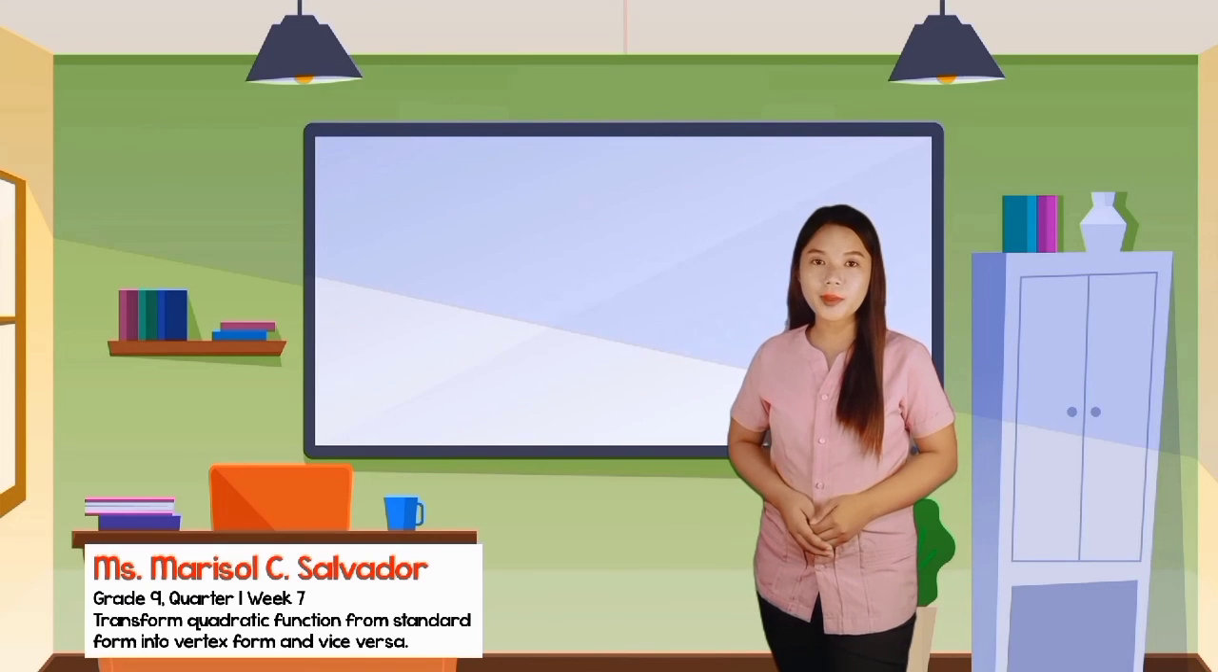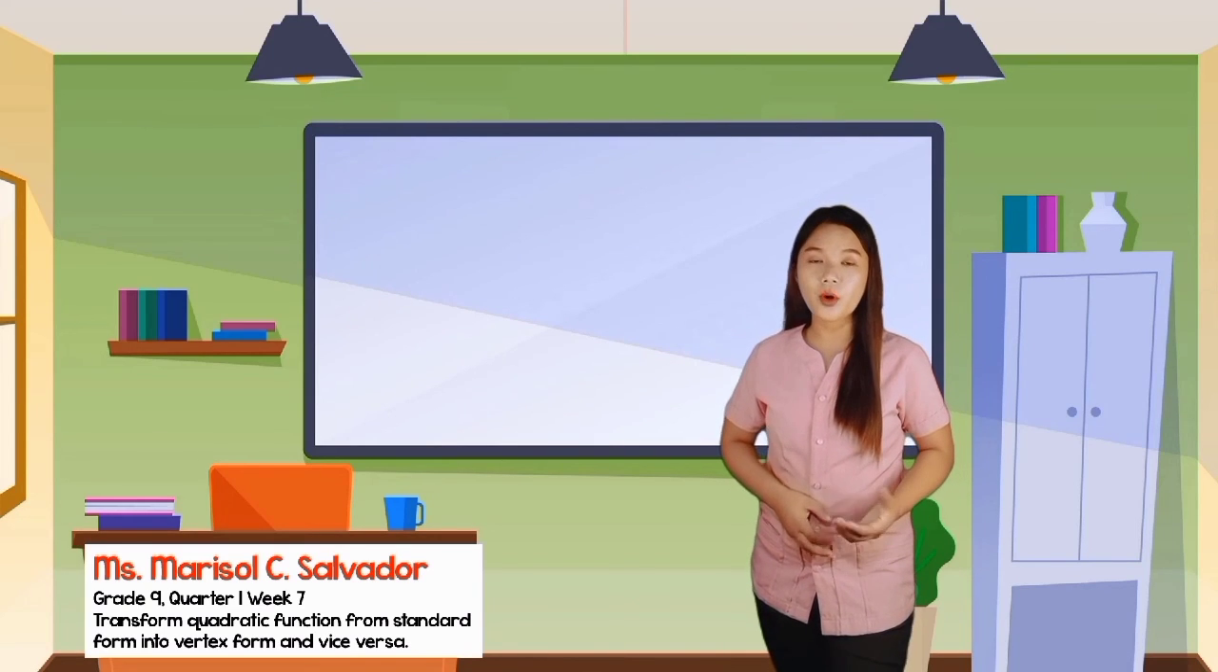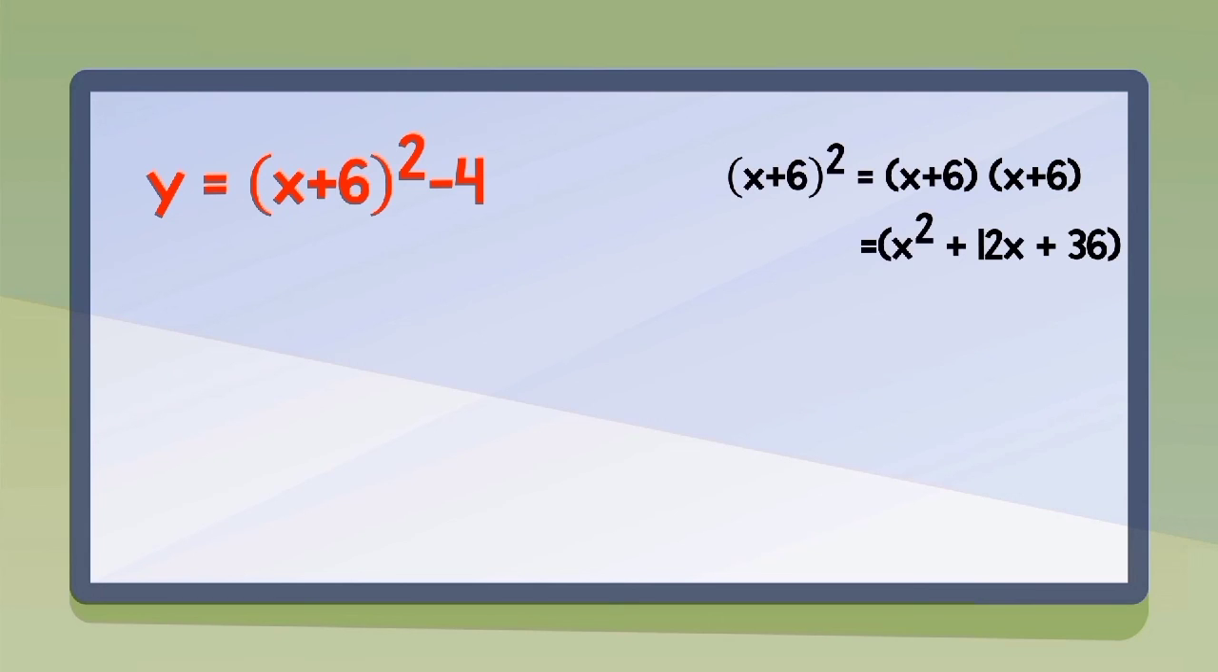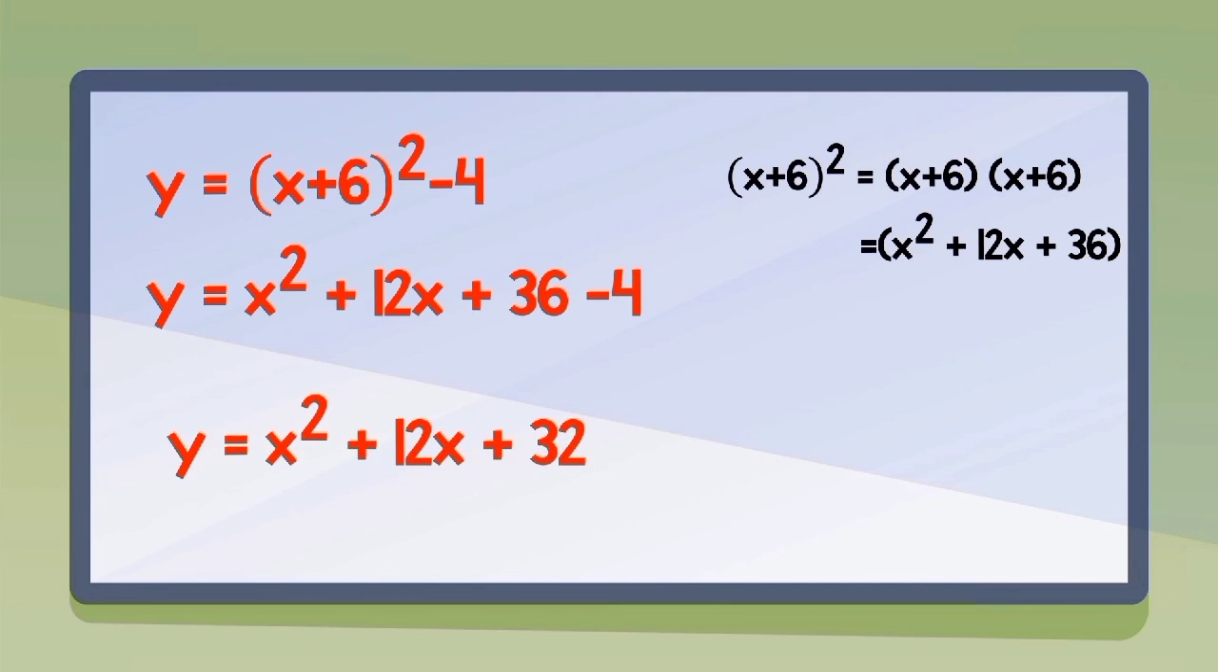If we want to transform it the other way, from vertex form to standard form, the steps are very simple. For example, given the function y equals x plus 6 squared minus 4, transform this function into standard form. Just expand the binomial square and simplify the function. That is, x plus 6 squared is equal to x plus 6 times x plus 6. And that will be equal to x squared plus 12x plus 36. Now we have y equals x squared plus 12x plus 36 minus 4. Simplifying, that will be y equals x squared plus 12x plus 32.